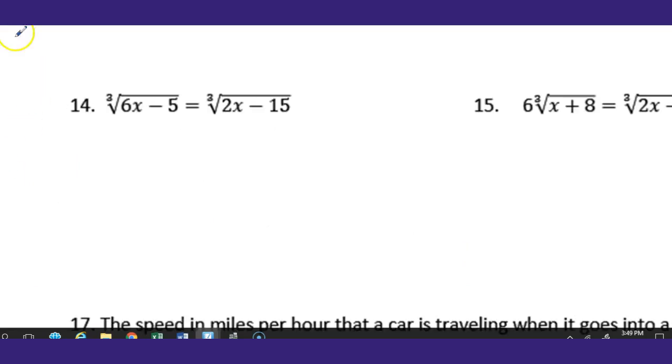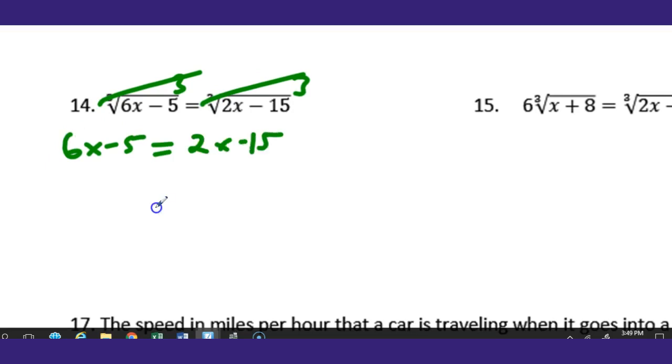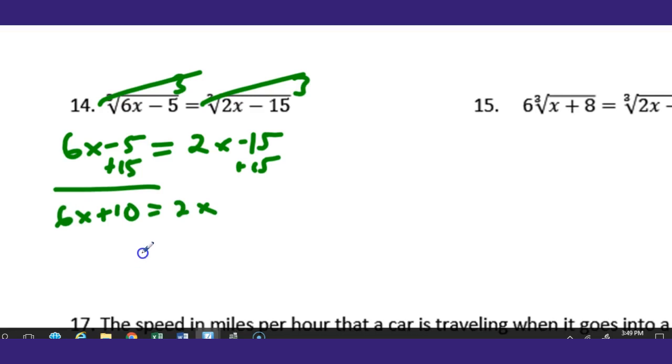Now, let's flip over to the back. For this one, the thing to note is they're both cube roots already. So I'm going to cube both sides. So I end up with 6x minus 5 equal to 2x minus 15. And now I just solve for x. I'm going to add 15 on both sides. All right, negative 5 plus 15, we have 6x plus 10 equals 2x. And then I'm going to subtract 6x on both sides.